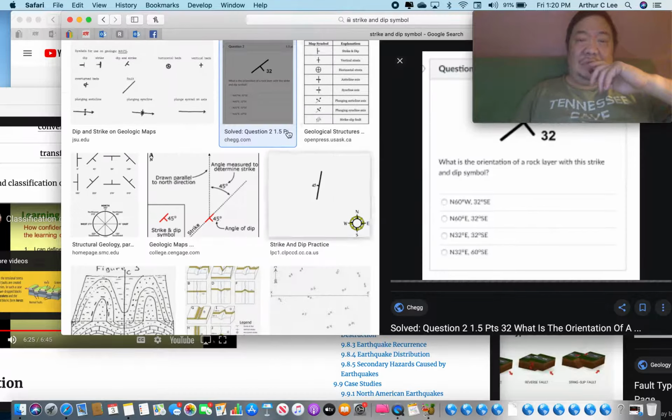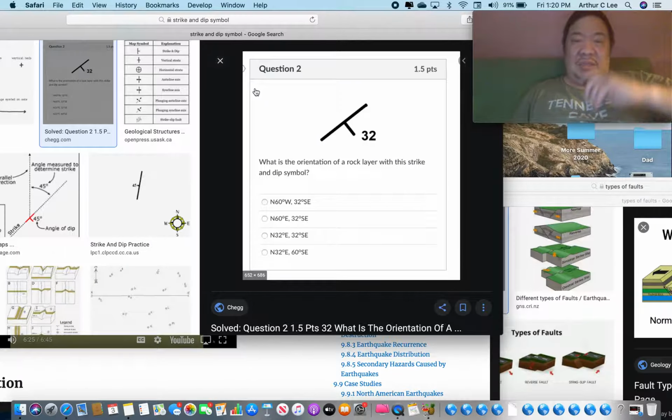And this is the symbol. It looks like this. This symbol here is a strike dip symbol. If north is up like that, and east is to the right, and west is to the left, and south is down, and that's the way it's going to be for all the maps we're going to be looking at. North is always up, south is always down, east is to the right, and west is to the left.